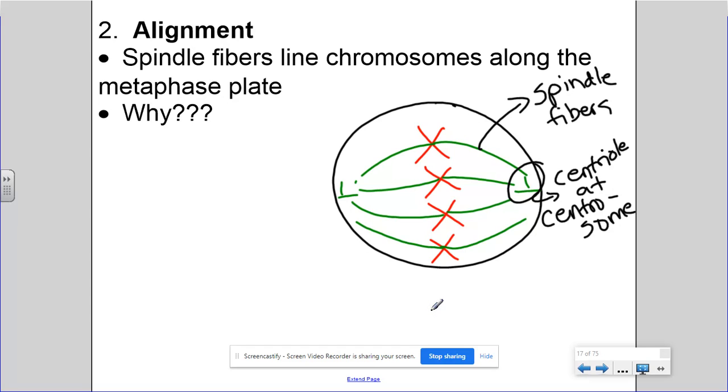Now, what is most important here is we need to understand why the chromosomes line up in the middle. If we can imagine an imaginary line going across the middle, well, now we can see we have equal number of chromosomes on each side. By lining up in the middle, it allows the cell to evenly split its chromosomes to each side.